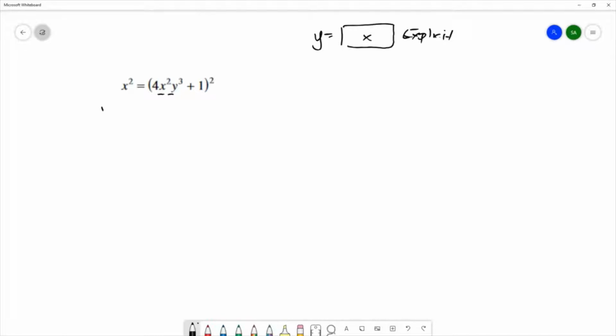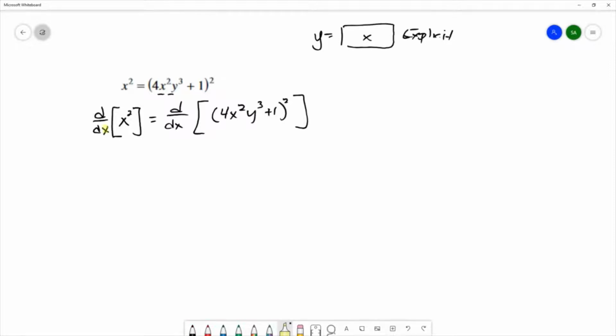So to start that, you would calculate d/dx on both sides. And then we'll notice that on this left-hand side, the variables match each other, so we're going to calculate the derivative like normal. That would be 2x. And then on the right-hand side, I'm noticing that I have something where I have to use the chain rule. I have one function inside of another function.